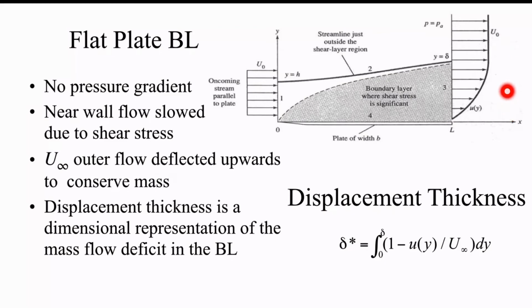The distance that they're pushed out is the displacement thickness, and that displacement thickness is just a dimensional representation of how much mass flow is missing down in here compared to what would be there if the velocity profile was still u infinity all the way to the wall. So it's an integral of this area in here. That's 1 minus u(y) over u infinity. That's the relative magnitude of that area that gives us a sense of how far out we've pushed the other streamlines.